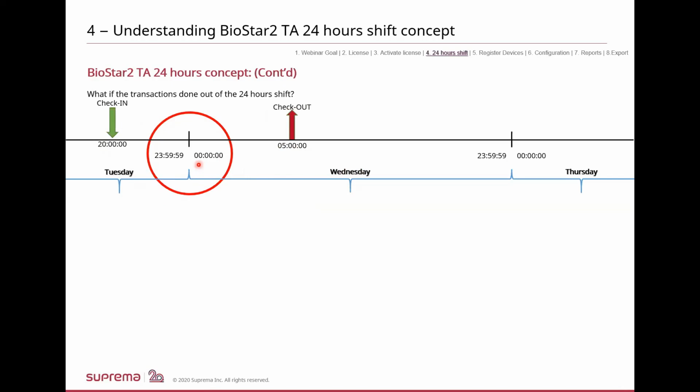So when you run the report for such a case, on Tuesday, the report will show that you have checked in at 8 p.m., but you have a missing check-out because the day has been closed. You have passed the day start time. And on the Wednesday report, you don't have a check-in.